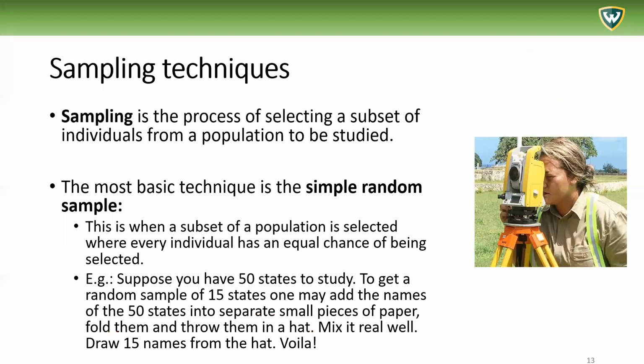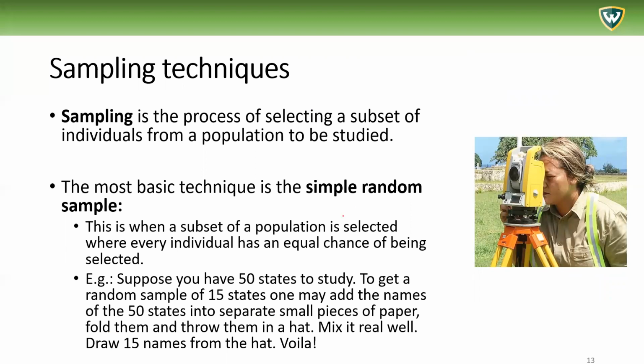Let's talk about sampling techniques. So sampling is the process of selecting a subset of individuals from a population to be studied. The most basic technique is the simple random sample. This is when a subset of a population is selected where every individual has an equal chance of being selected.